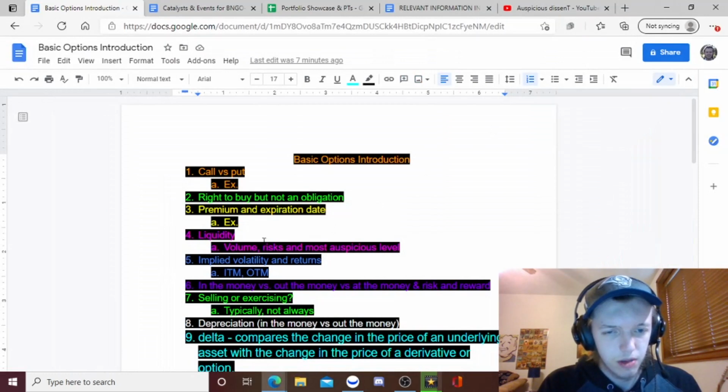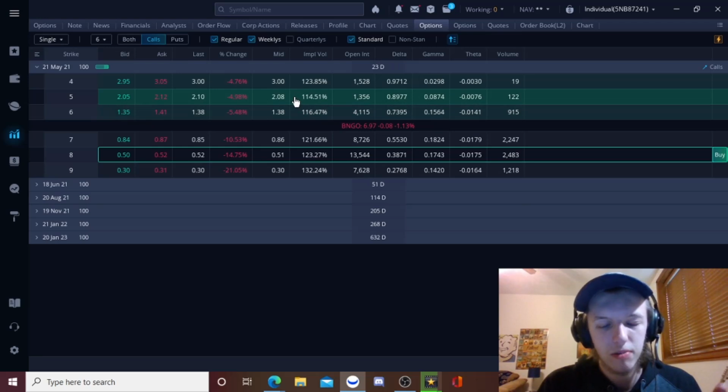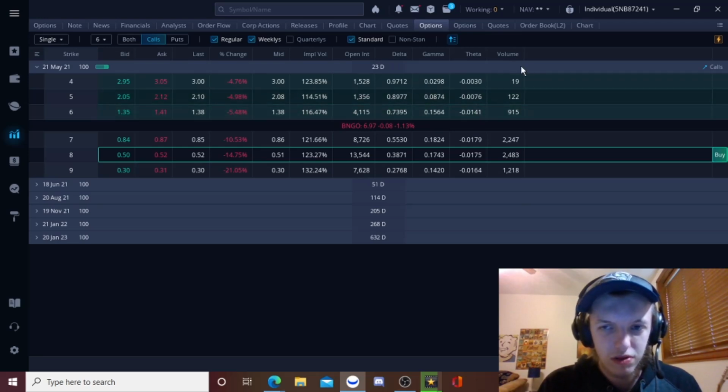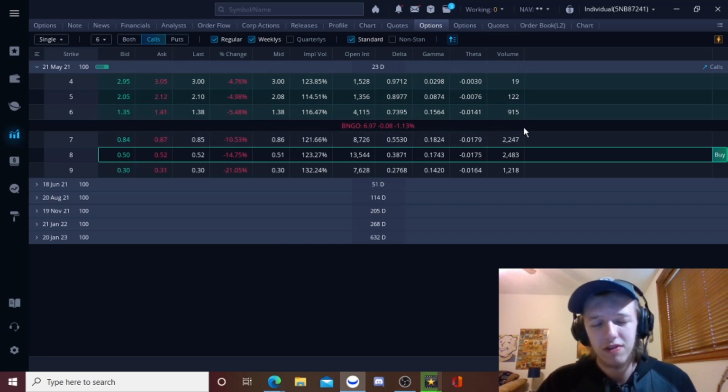So next up, risks and the auspicious level. Typically, if you're a beginner and you don't know what the hell you're doing, it's okay, guys. Start off with something simple. Start off with an in-the-money option, and by the end, you'll understand more already. But pick something with a fairly high volume relative to everything else. Also, try to stick with stocks when it comes to this.